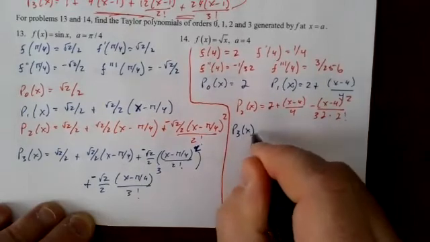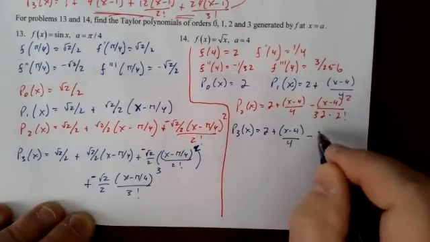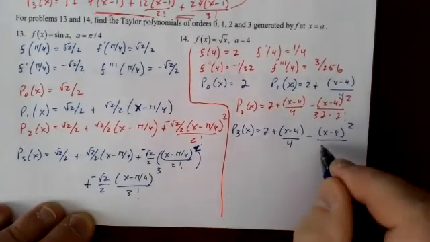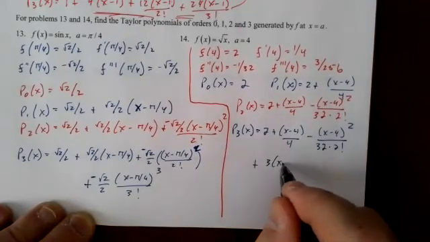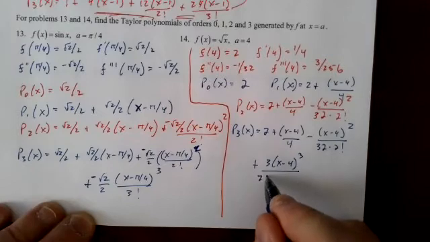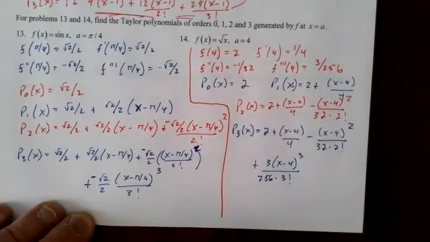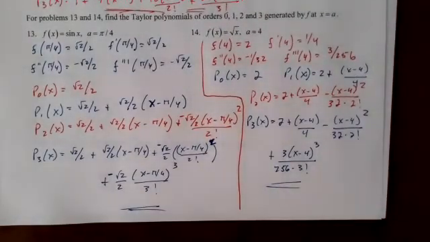P3 of x equals 2 plus x minus 4 over 4 minus x minus 4 squared over 32 times 2 factorial plus 3 times x minus 4 to the third over 256 times 3 factorial. Yeah, I think I found another mistake in my notes, but this one's correct. I'll leave that up there for a sec before we shed some tears and then move on to the next problem.